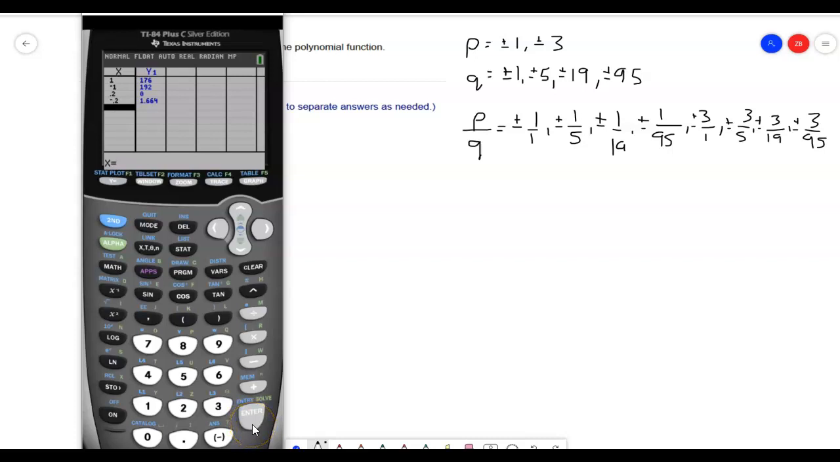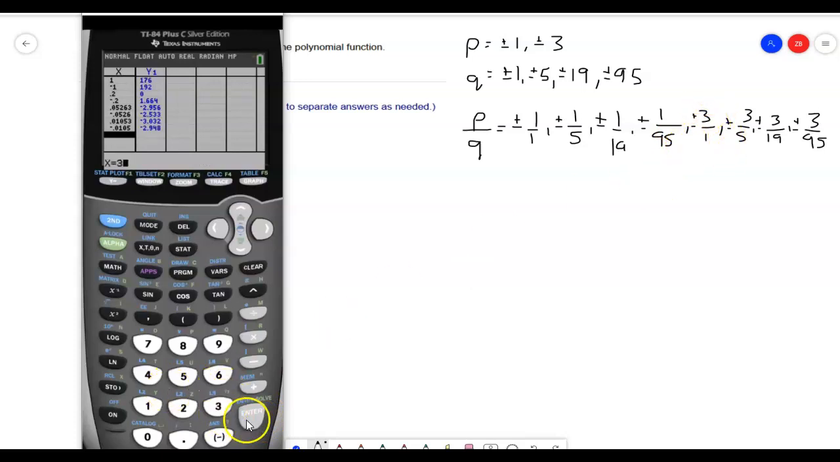That is not one. Let's see what else I have. I have a 1/19. Nope. Negative 1/19. Nope. I have a 1/95th and a negative 1/95th. All right, so let's try these ones.